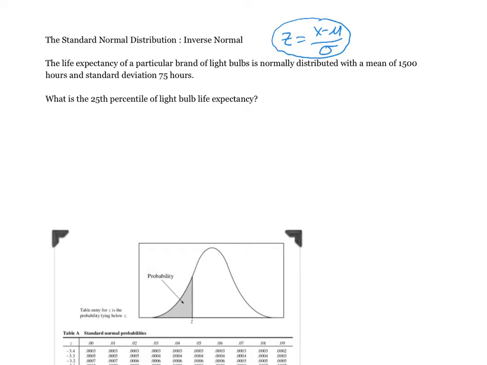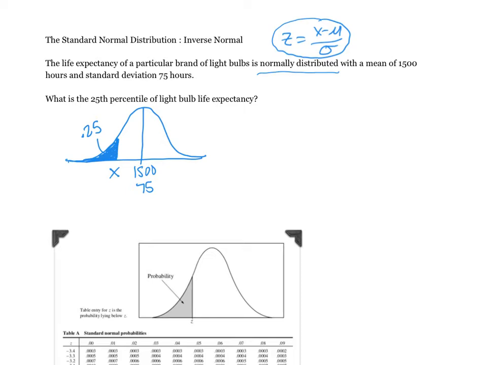Because it says it is normally distributed, that gives us permission right away to draw a bell-shaped curve. It says that the mean is 1,500 hours, so I can write that in the middle. And the standard deviation is 75, we usually write that below. Then we're interested in the 25th percentile, which would be down on this end of the graph, the lower 25%. So I want to know how long do light bulbs last in that region, okay? And I know that this is 25%.